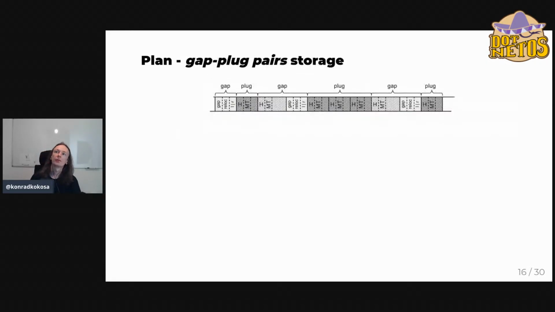Okay, so we know already that those gap and plug pairs are stored on the managed heap itself at the end of the gaps. This is nice. Now the left and right offset. What are they used for?